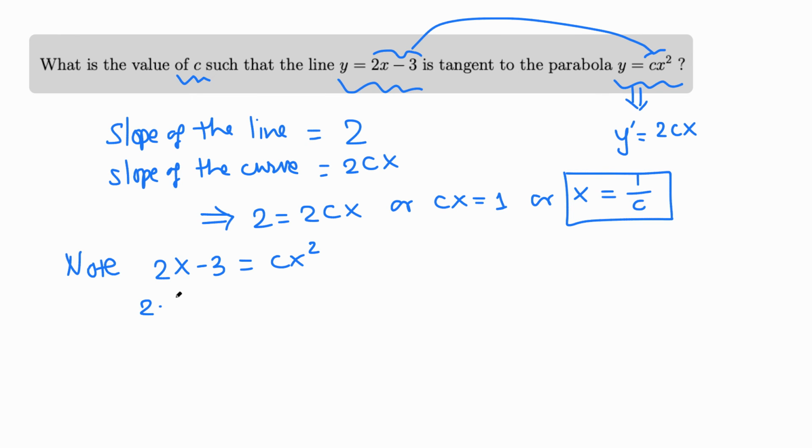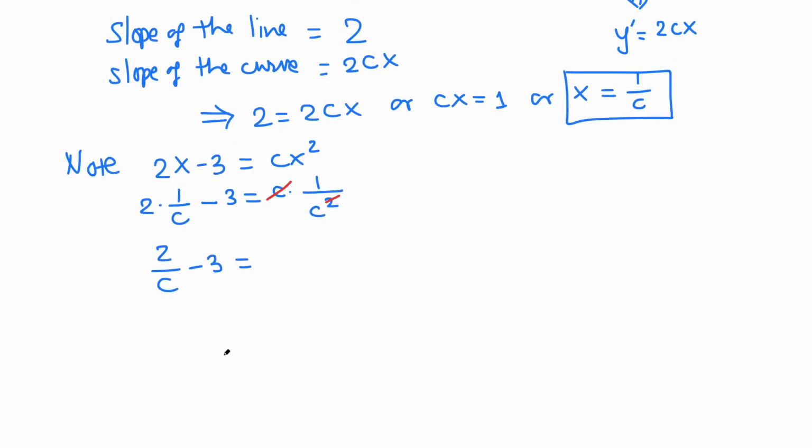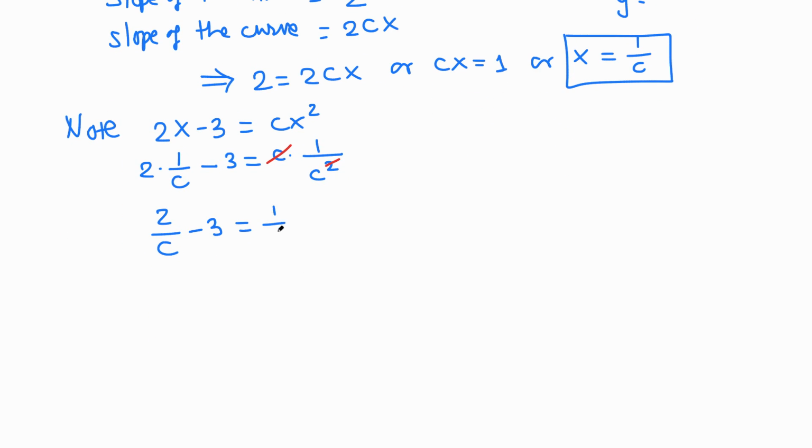So 2 times x, which is 1 over c, minus 3 equals c times x squared, which is now 1 over c quantity squared, 1 over c squared. Now we can cancel one c from top and bottom. So this is 2 over c minus 3 equals 1 over c.